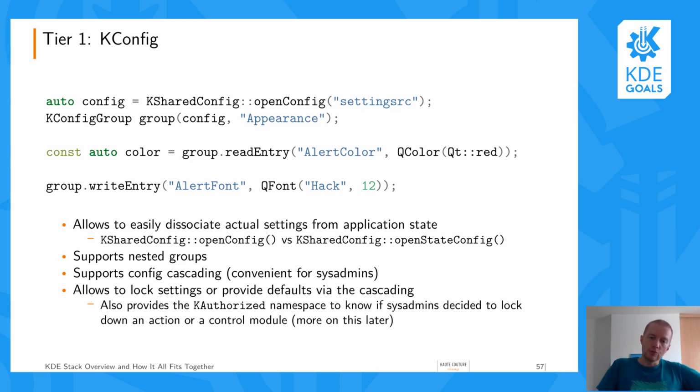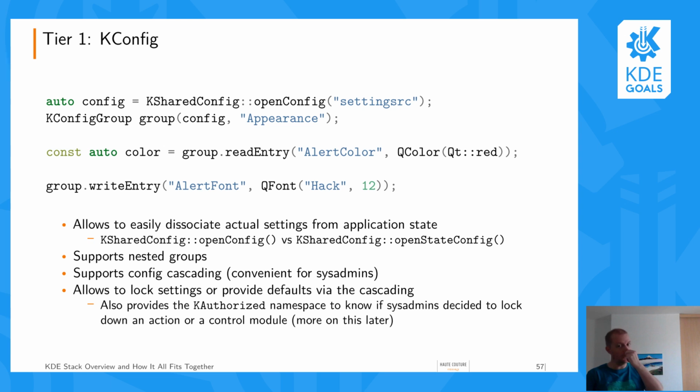You can create config groups. So you can have groups in those config files, and then you can read and write entries inside a group. You can read an entry like alert color, and you say, if it doesn't exist in the group, I get that color by default, and then you get an actual QColor directly. You don't have to cast or anything. Or you can write entries, so you can set a font and so on.